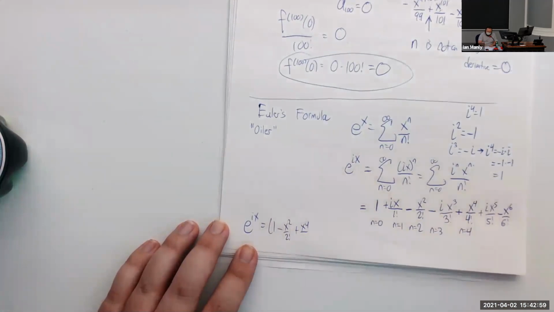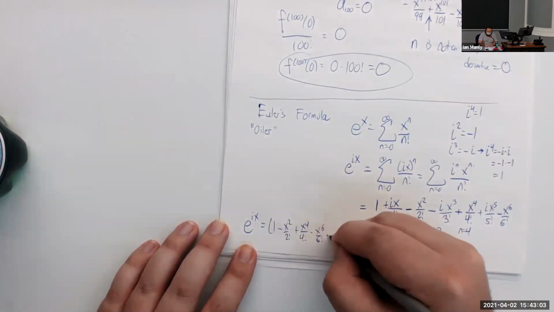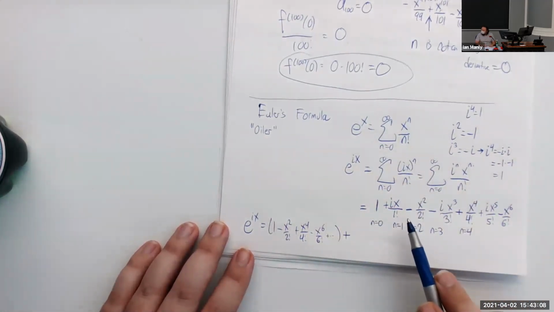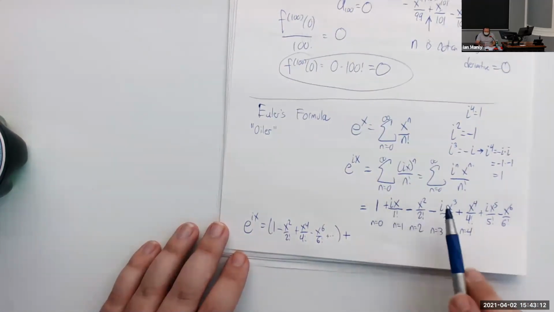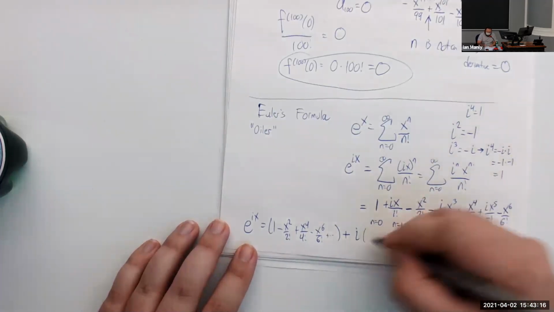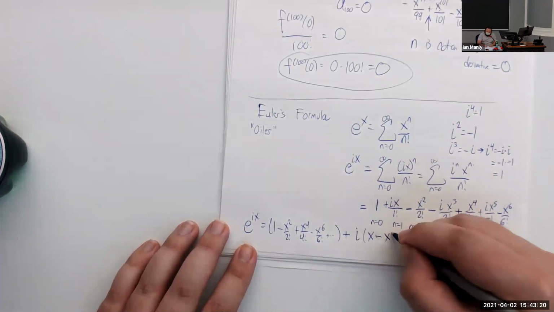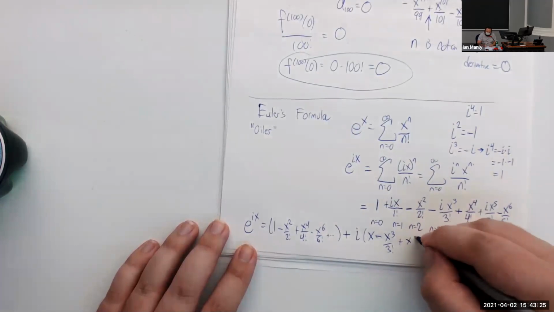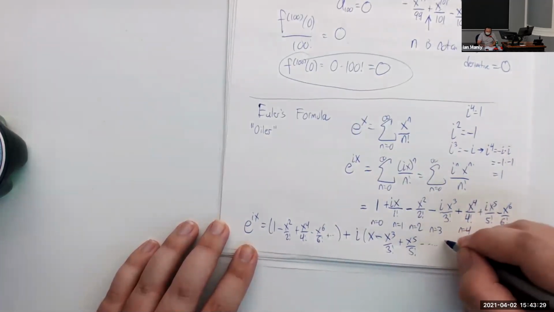So I'm going to group all those together. And this goes on forever. Next, I'm going to group everything with i's together. So I'm going to factor out an i here, since they all have it in common. And then I have x minus x cubed over 3 factorial plus x to the 5th over 5 factorial. And that would continue on forever as well.